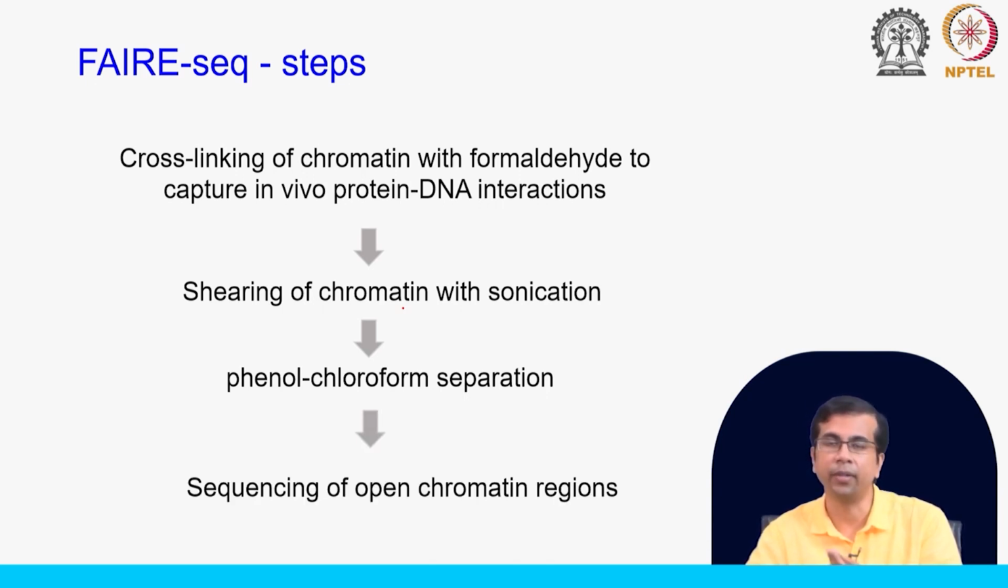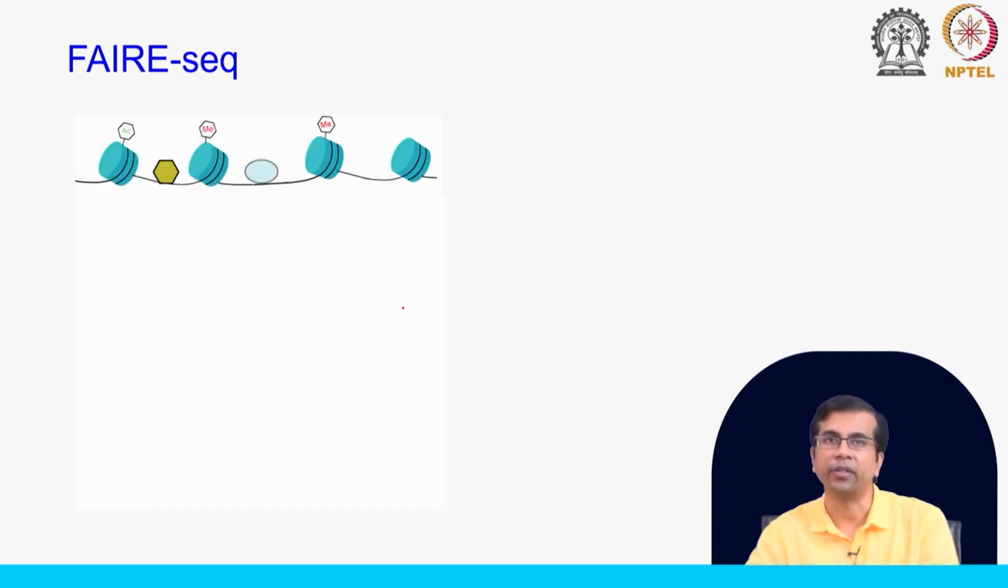Why am I saying we will sequence open chromatin regions? Because when you do the phenol chloroform separation, if you take the aqueous layer, you will get the free DNA that is not bound by proteins, and once you isolate those DNA fragments and sequence, you will get the open chromatin regions.